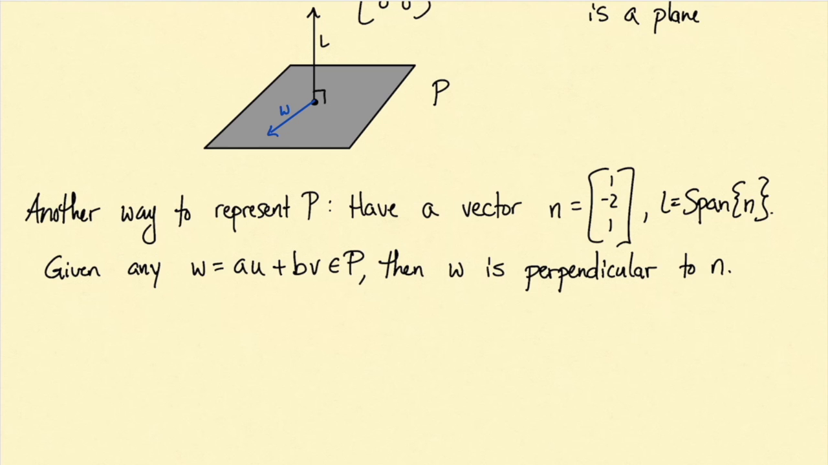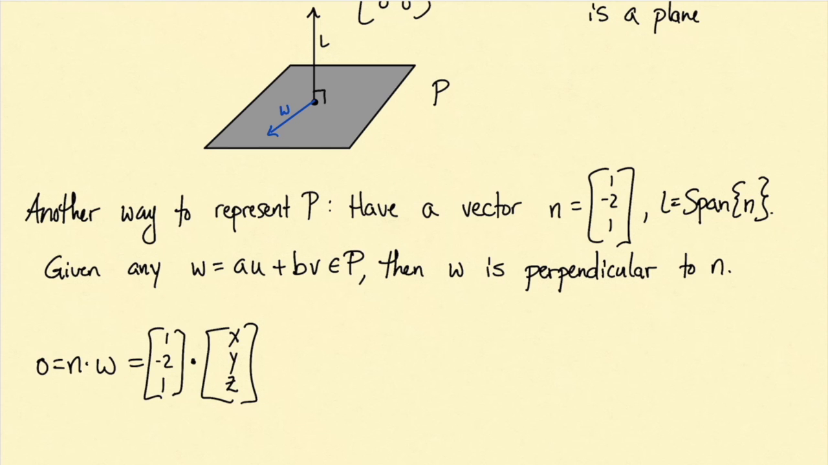So instead of expressing w in terms of u and v, let's write it in terms of the three standard coordinates x, y, and z. In order for this vector to be perpendicular to n, it must be the case that the dot product of n with w is 0.